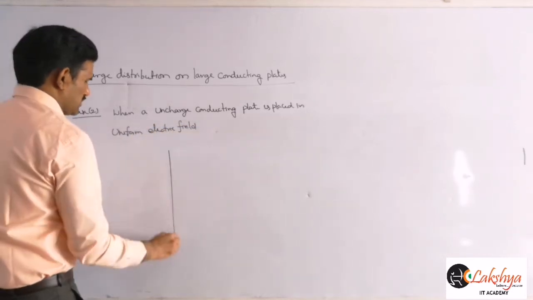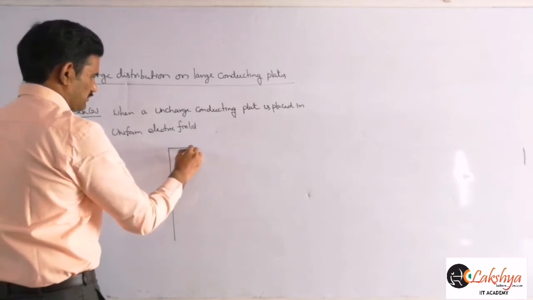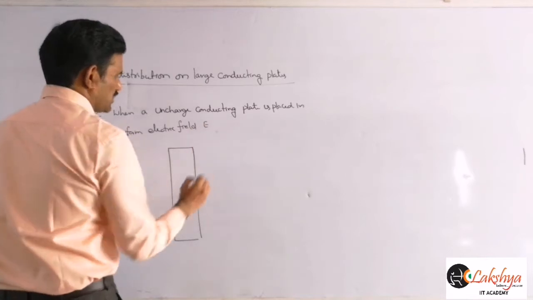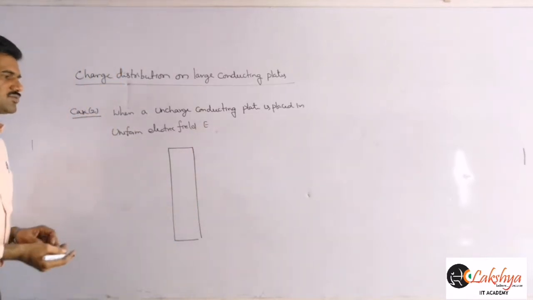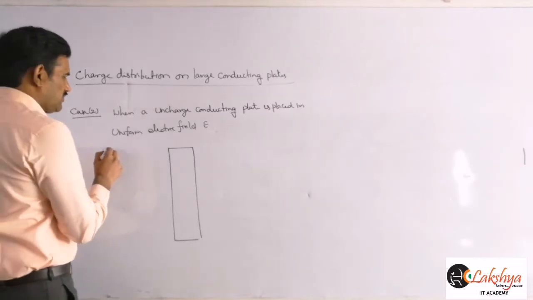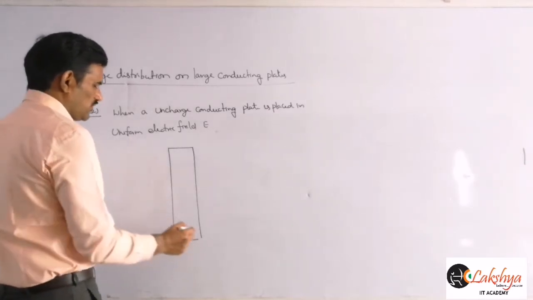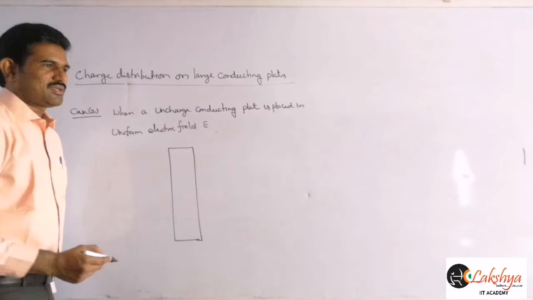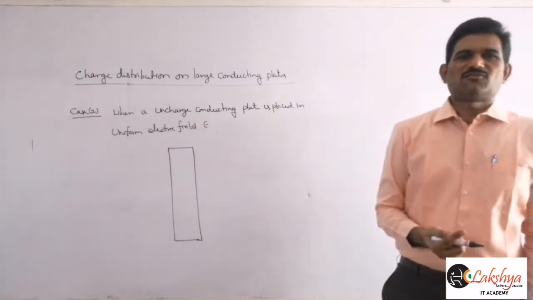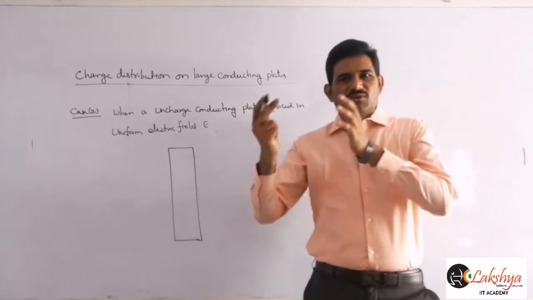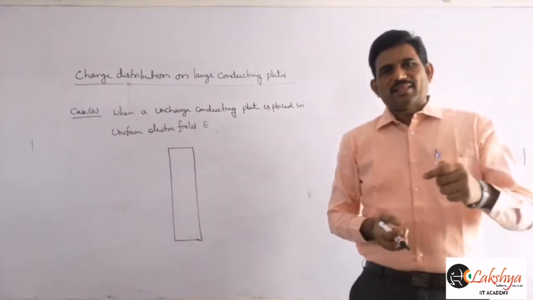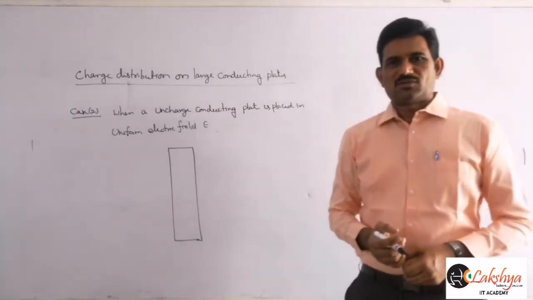So now suppose this is a conducting plate here, and a uniform electric field, suppose E, we are taking it as E, right? Throughout this region that electric field will be there. We discussed already in the properties of conductors, when a conductor is placed in an external field, the charges will be induced on the surface of this conductor such that the electric field inside the conductor will become 0, right?